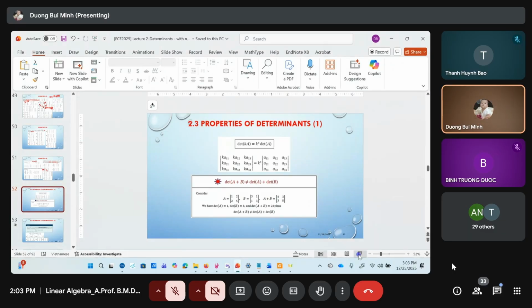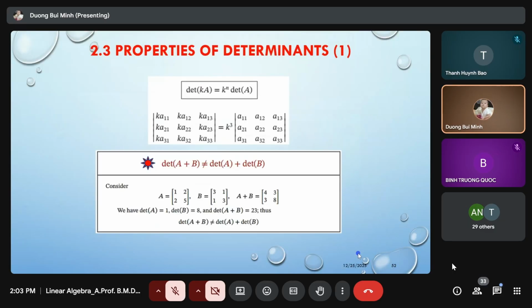Okay, so let's continue. Now we go to section 2.3. We discuss the properties of the determinants. More properties, for example, we have these properties. The determinant of A plus B will be different from the sum of the individual determinants, right?